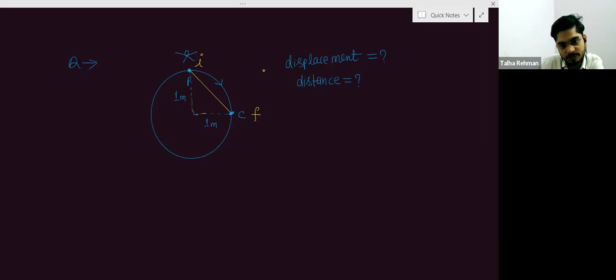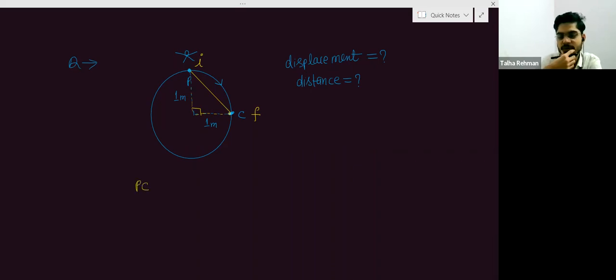Is it or not? This is a triangle and this angle will be 90 degrees because this is the radius and this is the radius. So now we can find this straight line distance PC.